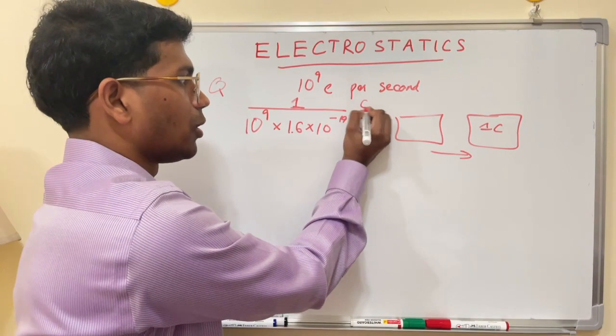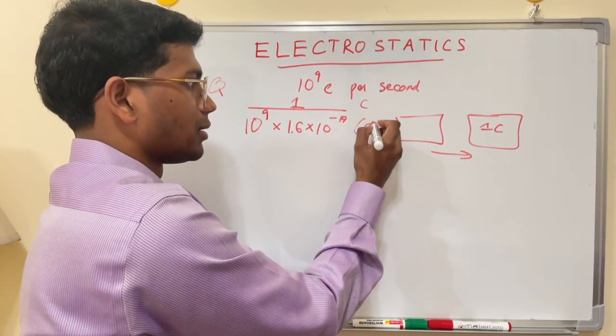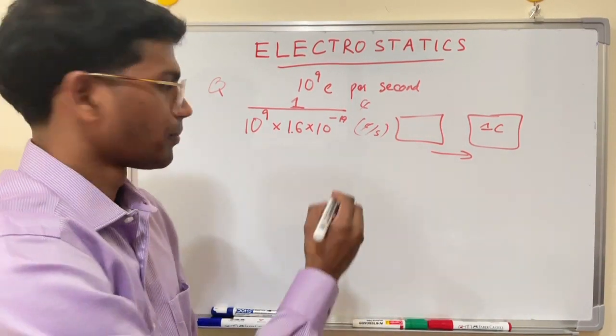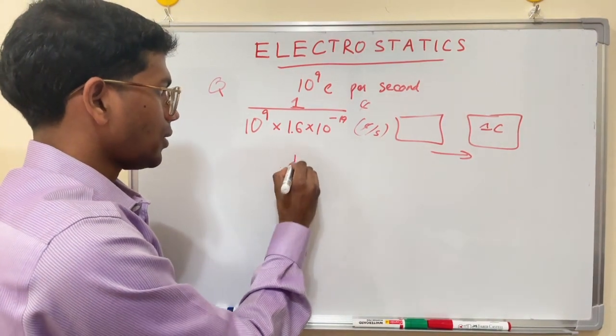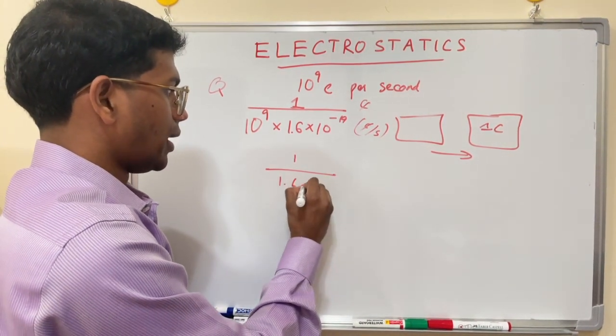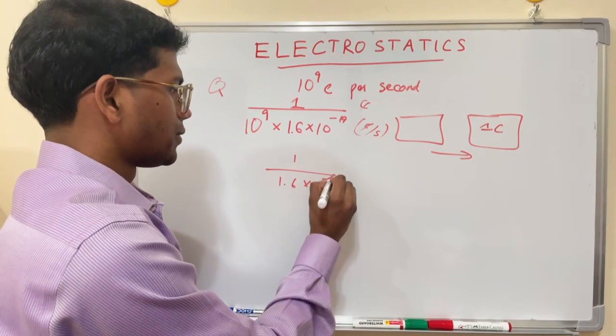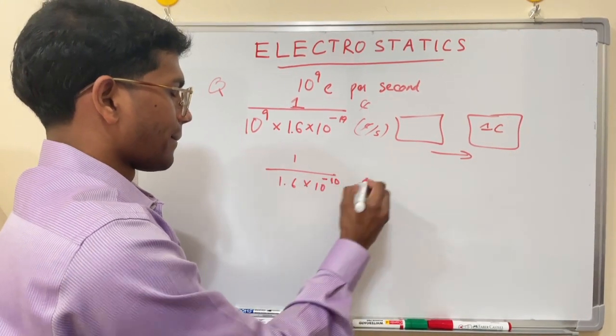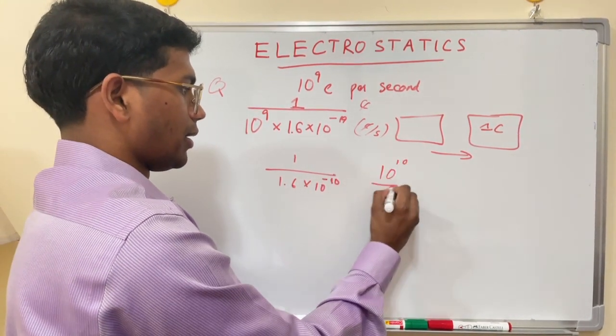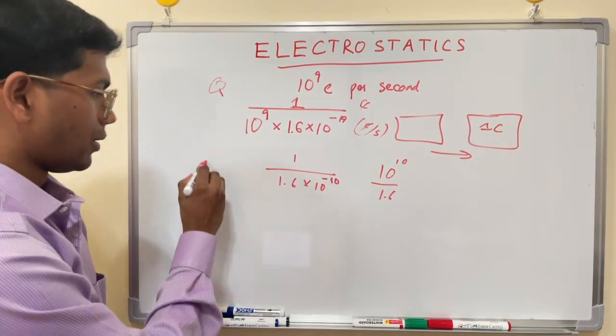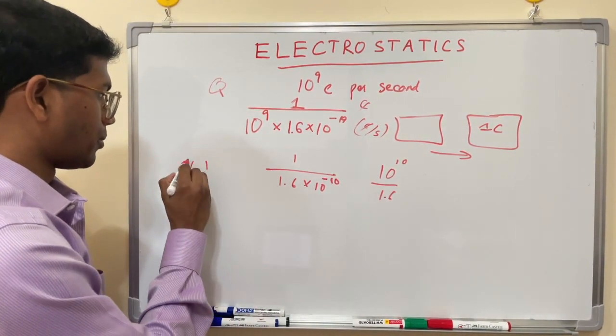Right? This is coulombs, this is coulombs per second. So ideally, it should just give us the value in seconds. So we have 1 over 1.6 into 10 to the negative 10, which is 10 to the 10 by 1.6. So I'll just find the value, 1 by 1.6.